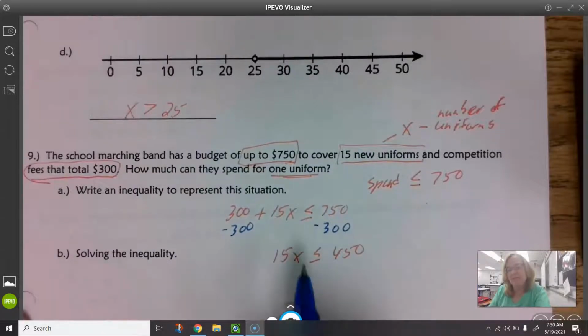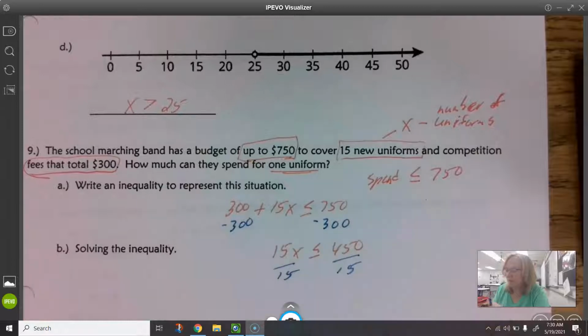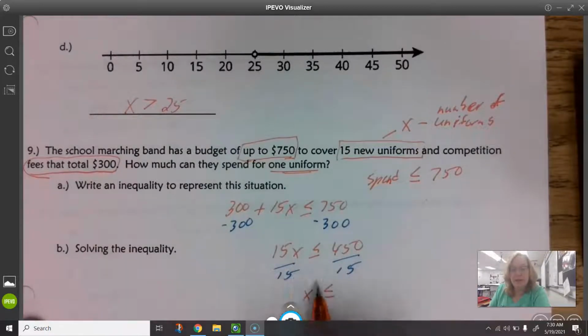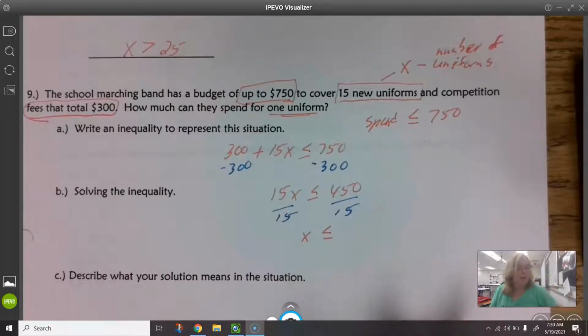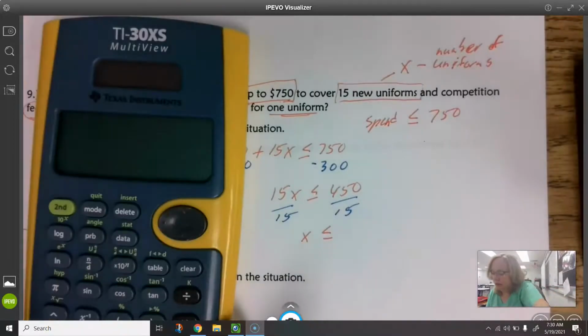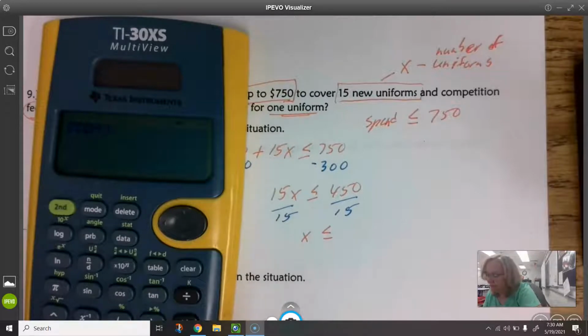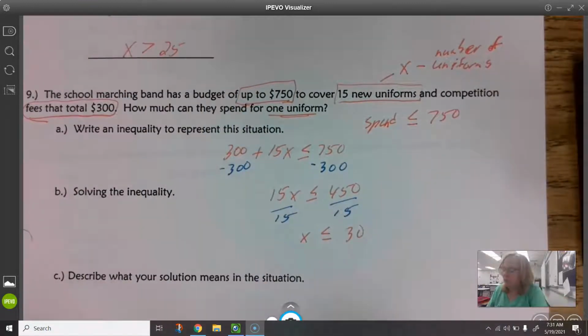What do I do now? I have multiplication, so I'm going to divide. Notice I didn't divide by a negative, so my inequality sign does not switch. And when I do that, grab your calculator, take 450. So first I want to check my subtraction. Then I'm going to divide that by 15, and I get 30. Okay? So I've solved my inequality.